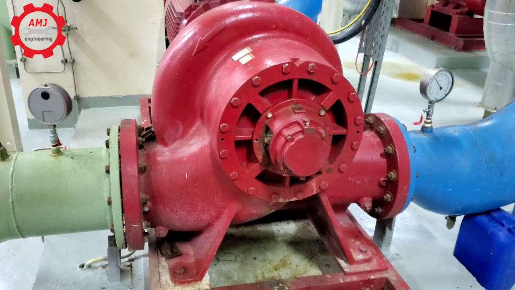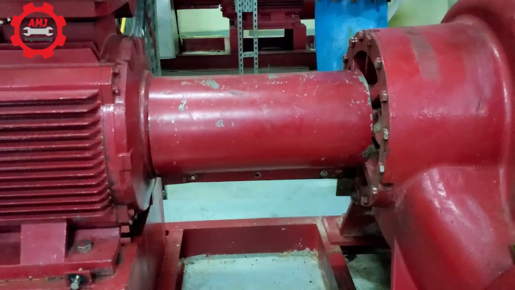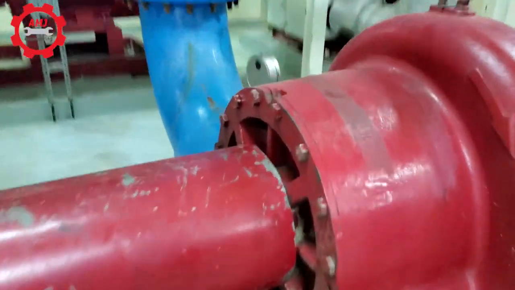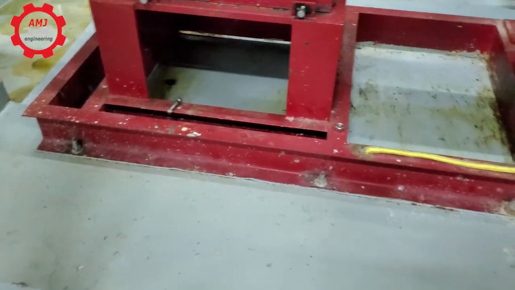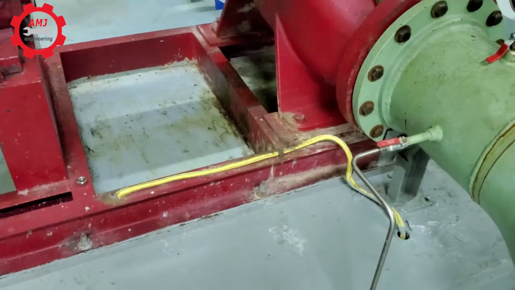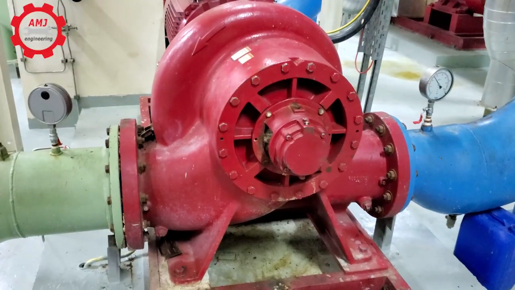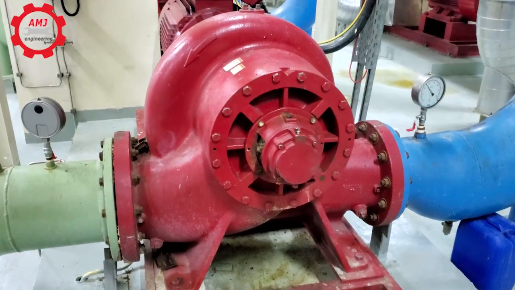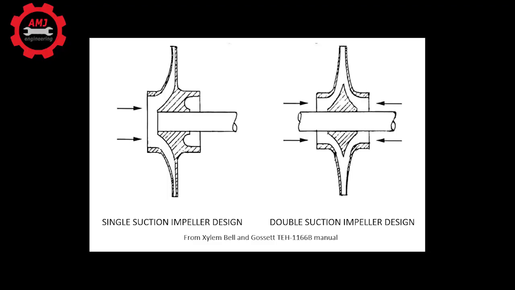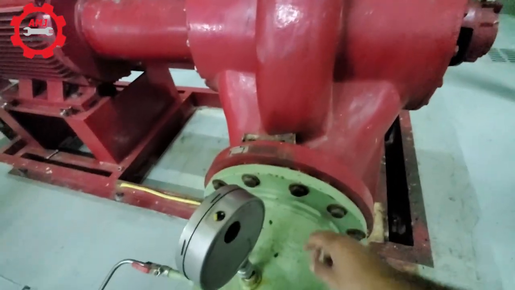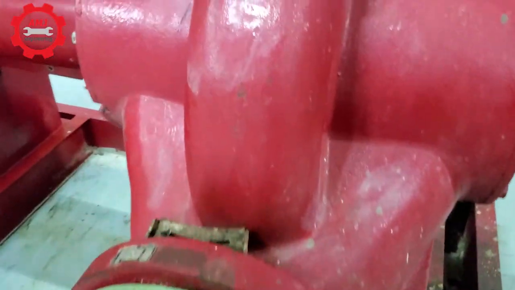Split case pumps are similar to end suction pumps in that they are flexible coupled between the motor and the pump. The assembly, including the motor and pump, is rigidly mounted to a common base plate. Pump suction and discharge are arranged in the horizontal direction and are perpendicular to the shaft. Split case pumps are available either in single or double suction. For a single suction pump, the water enters the impeller from only one side. For double suction, the fluid enters the impeller from both sides.